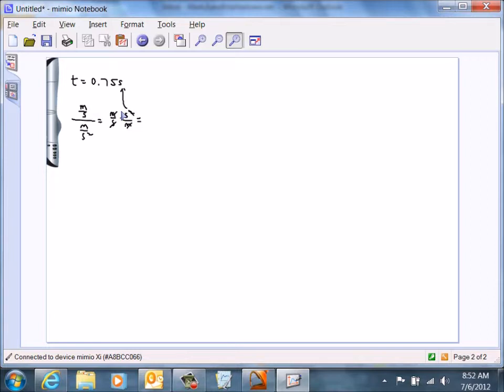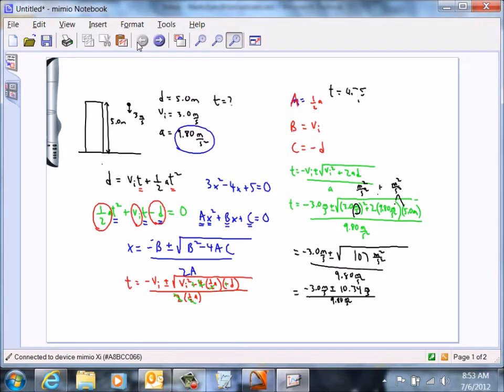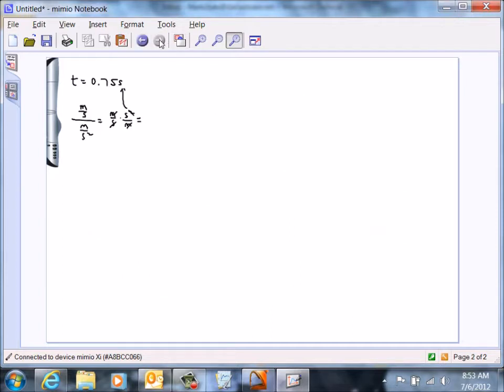But the other possibility is using the minus sign. So if we go back to the equation we were working with there, -3 minus 10.34 gives me -13.34. And if I divide that by 9.8, that gives me -1.36. Right, so that's the other possible root.